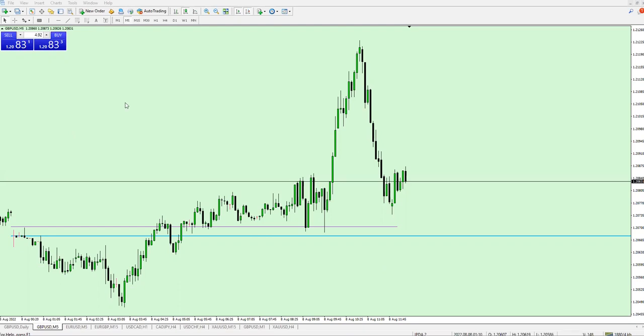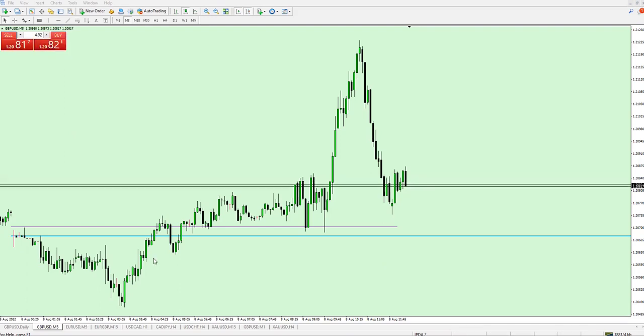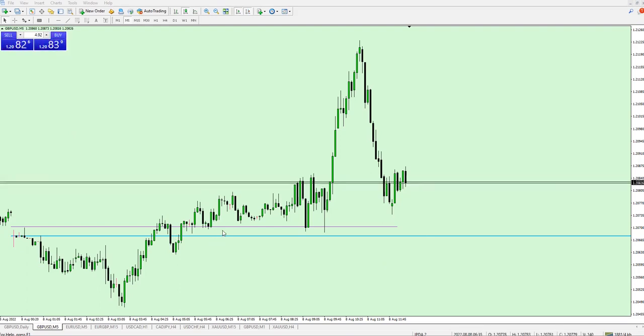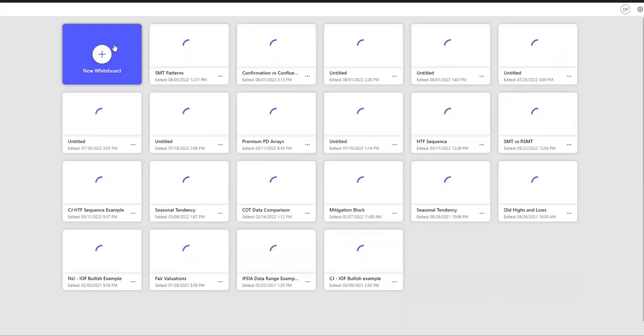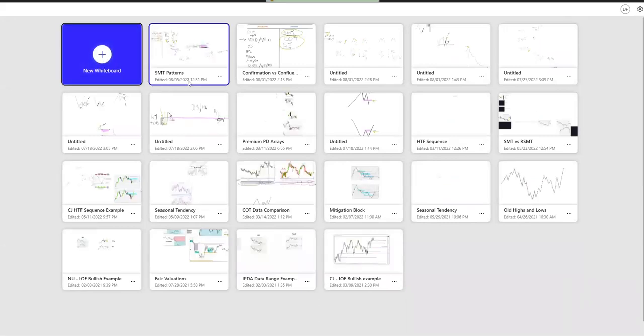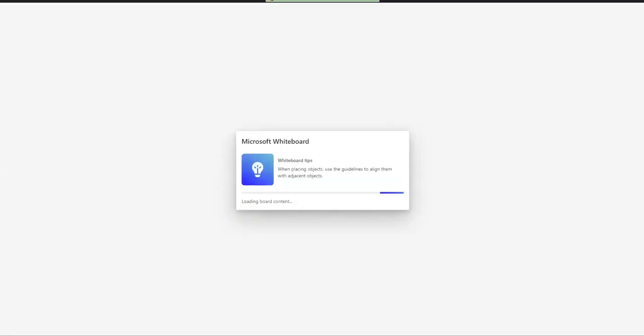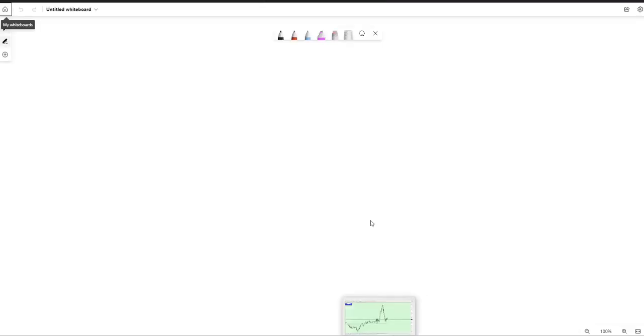That's all right. What we are going to do is determine how to get a premium and discount range using IPDA data ranges, and that's going to be for 20 days, 40 days, and 60 days. I'm just going to quickly draw it out here for us, and then we're going to do one live on the chart and see how it goes.